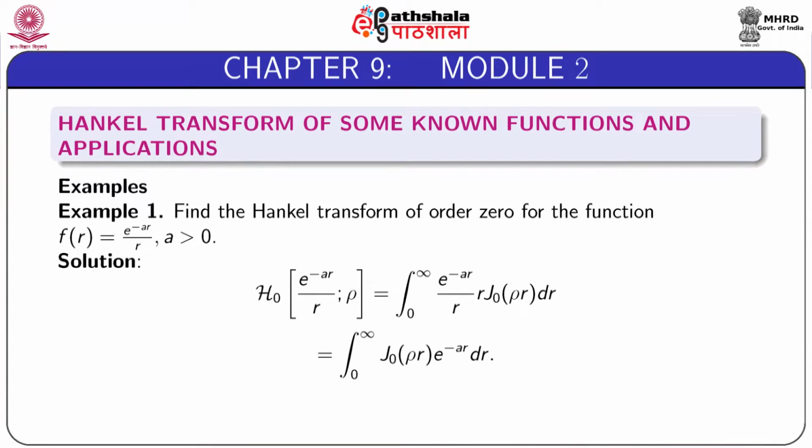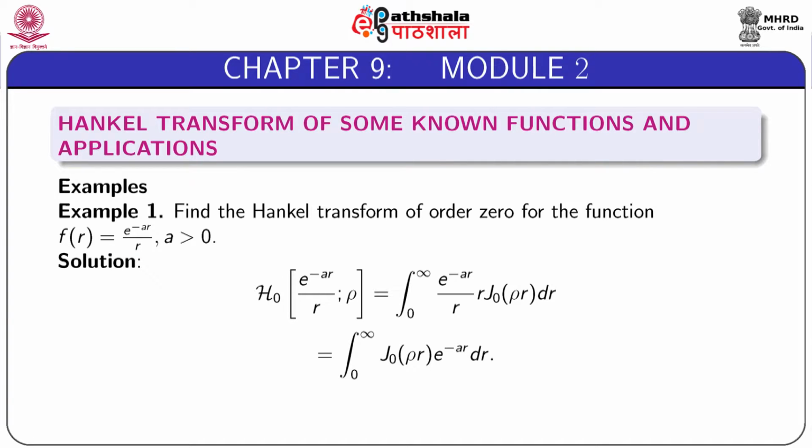Now we come to chapter 9 module 2. In this module we shall find out Hankel transform of some functions and also we shall apply Hankel transform to solve boundary value problems. In example 1 we shall find Hankel transform of order 0 for the function f(r) equal to e to the power minus ar by r, where a is some positive constant.